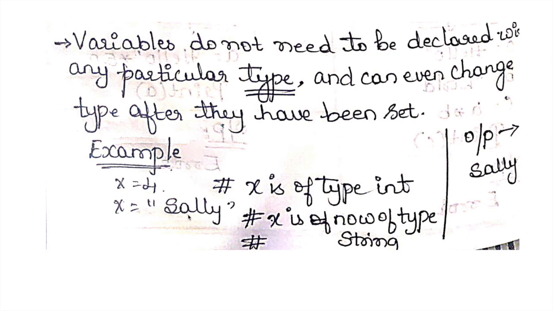So, getting my point, guys? Variables do not need to be declared with any particular type. You don't need to specify any type. Here, you don't need to specify your 4 as integer. Here, you don't need to specify your Sally as string. Python will automatically do that. Right? You can see here that you can change it. In this example, I changed my variable from integer to string. Earlier, my value was 4. After assigning Sally to it, my output is Sally instead of 4. You can see that, right?